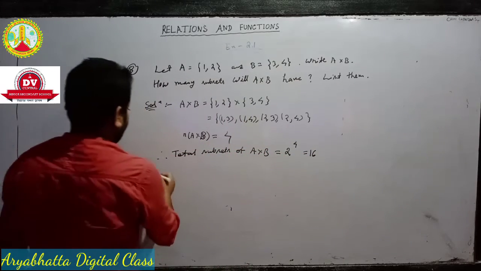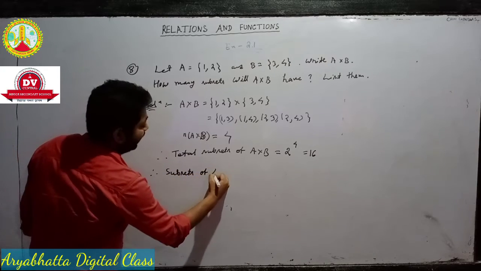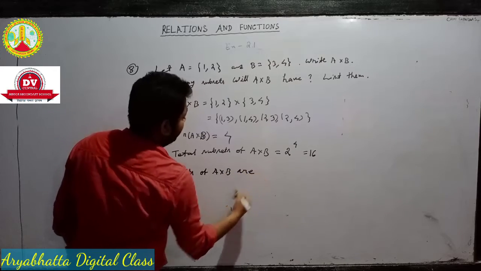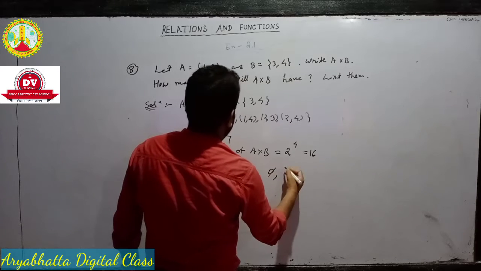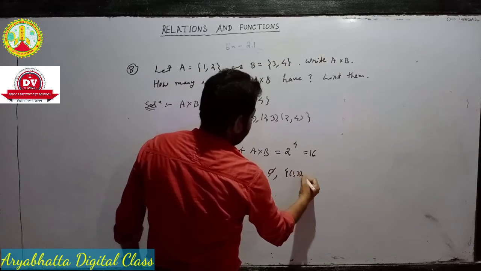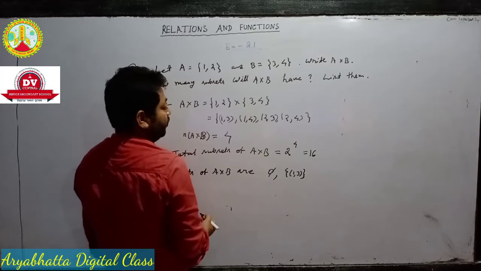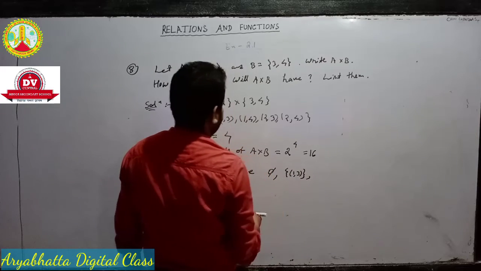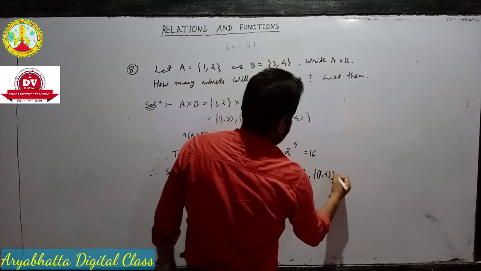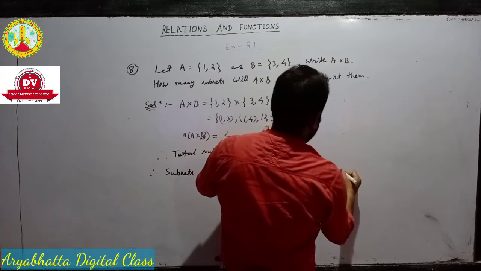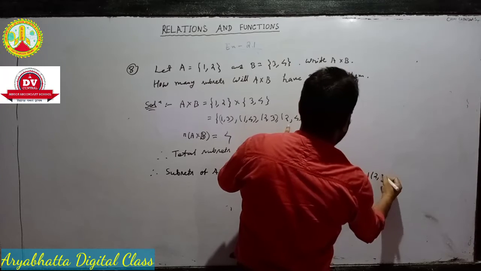Next, list them. Therefore, the subsets of A × B are: the empty set, then {1, 3}. Here the total number of subsets is equal to 16. Then {1, 4}, {2, 3}, {2, 4}.